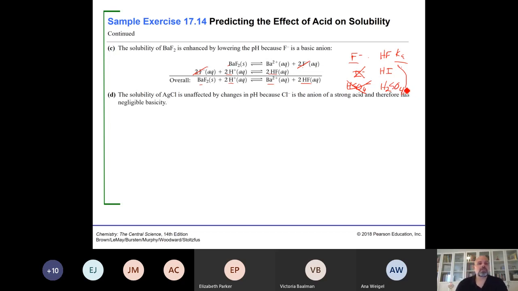All right. So the solubility of silver chloride is unaffected by changes in pH because the chloride is the anion of a strong acid and therefore has negligible basicity, right? So it's the same thing here, where we have Cl minus, its conjugate is HCl. This is a strong acid, so this has no basicity, right? So it's not a basic ion whatsoever.